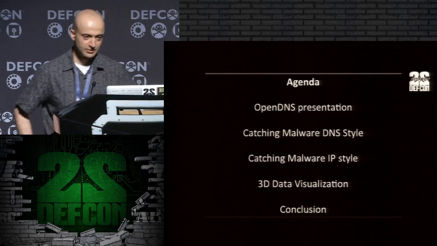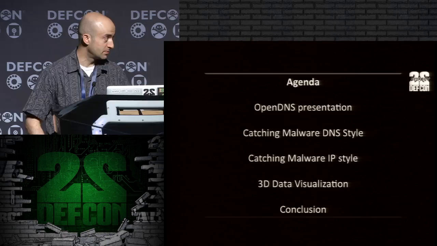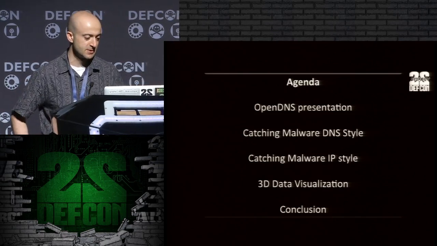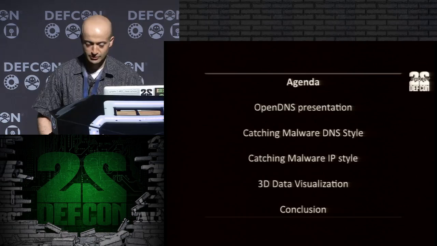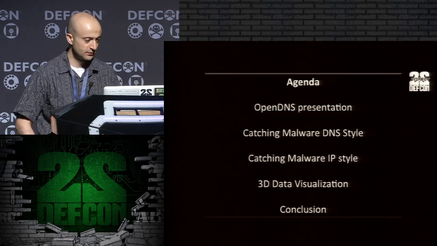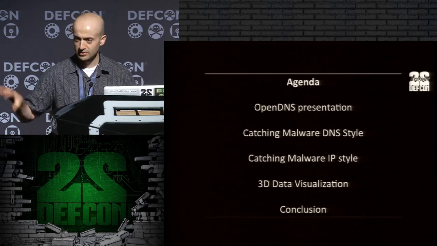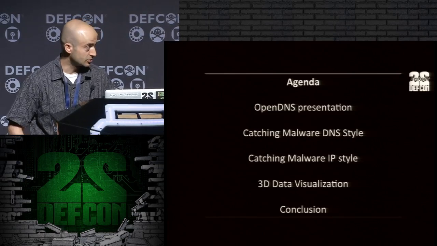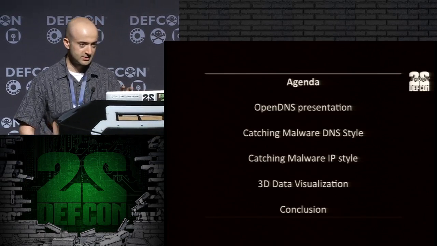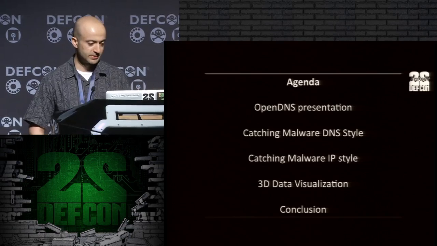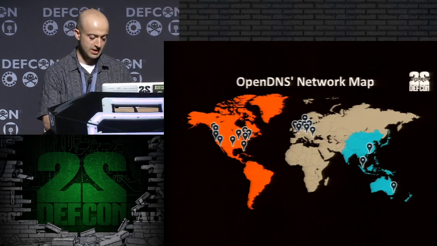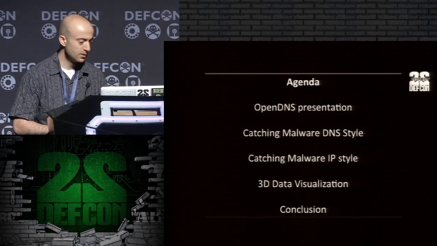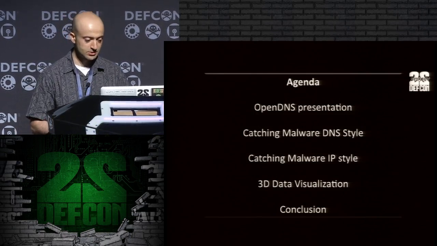Let's look at the agenda of today. We'll start with an introduction about OpenDNS's global presence, and then we'll dive directly into the main parts of the talk. The first one is about catching malware from a DNS perspective, and the second one is about looking at the IP infrastructure. Within the use cases we'll discuss, we'll support that with the 3D visualization engine we have, which we open sourced this week.